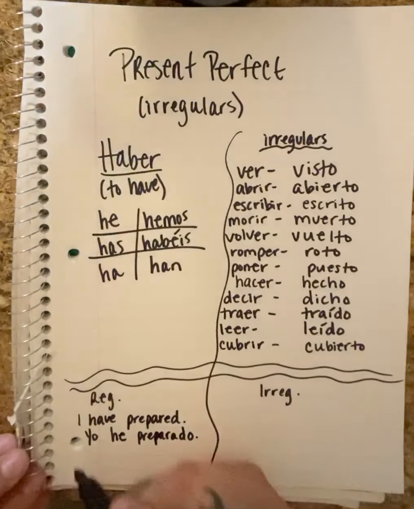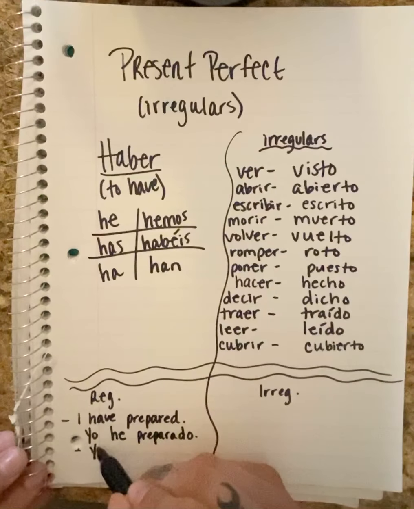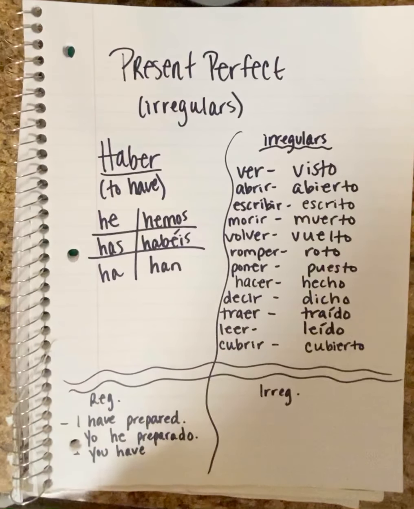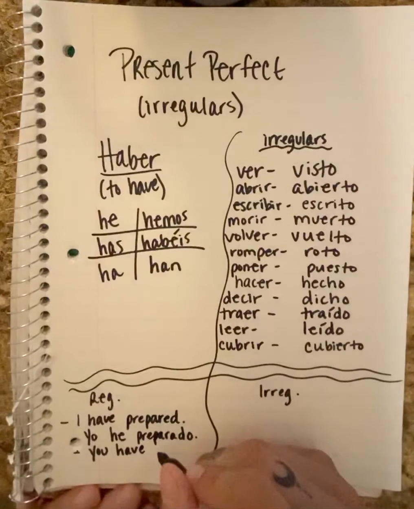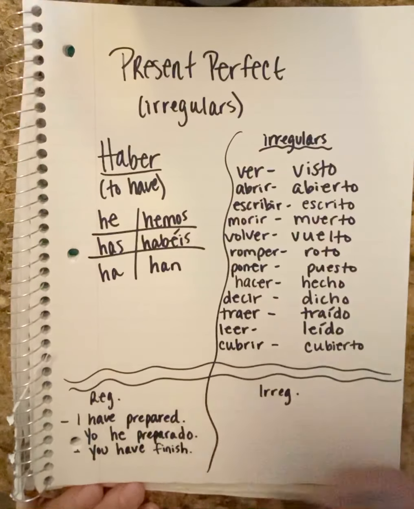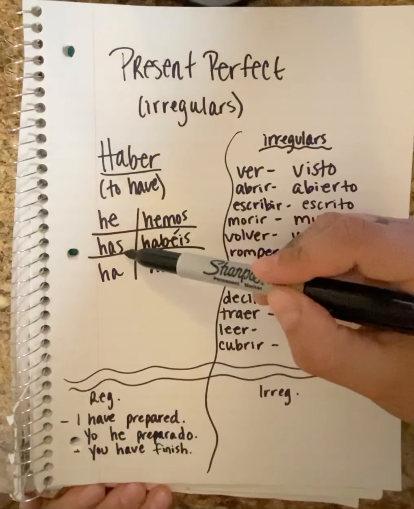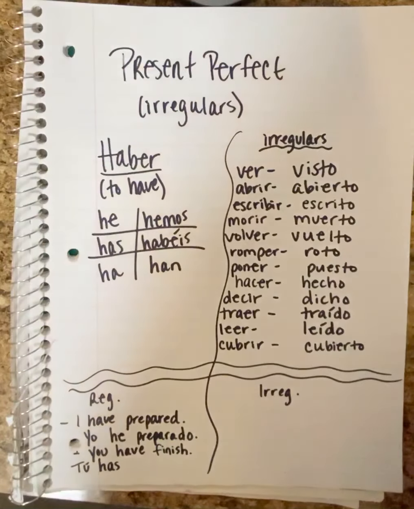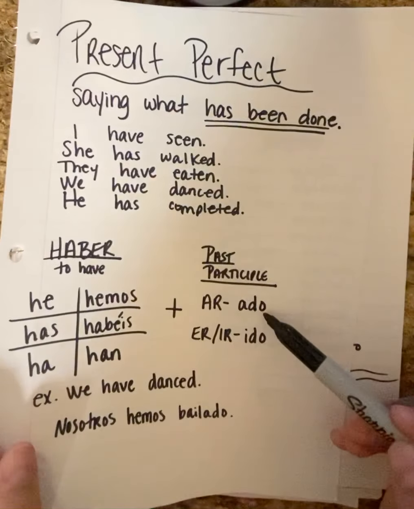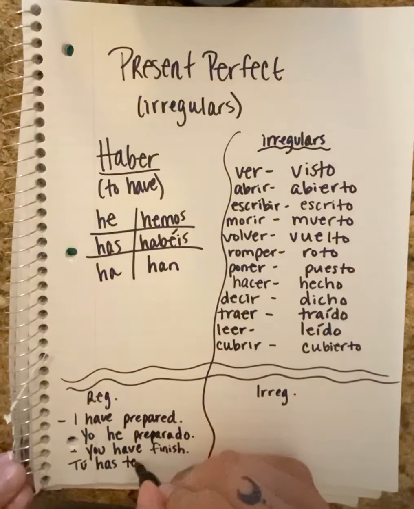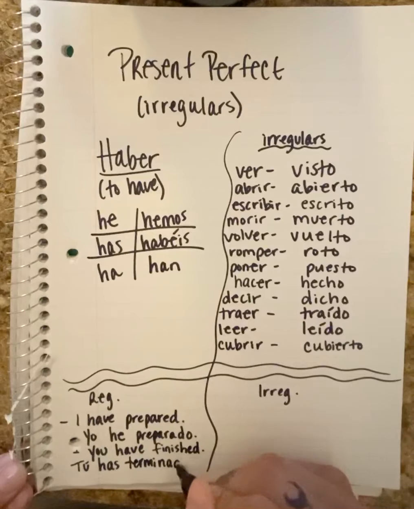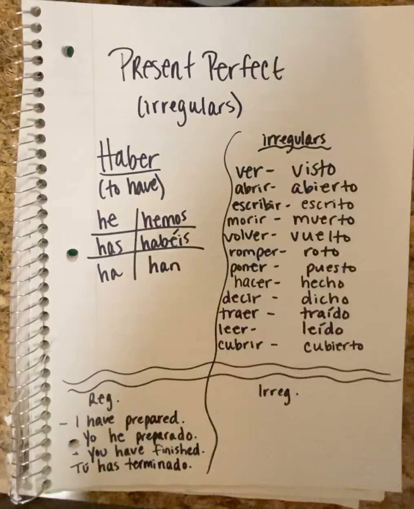Okay? If I wanted to say, you have, let's see, I'm thinking off the top of my head. You have finished. The verb to finish or end is terminar. So tú has terminar. Drop your AR ending. Terminado. Oops, sorry, you have finished. Pardon me. Tú has terminado.